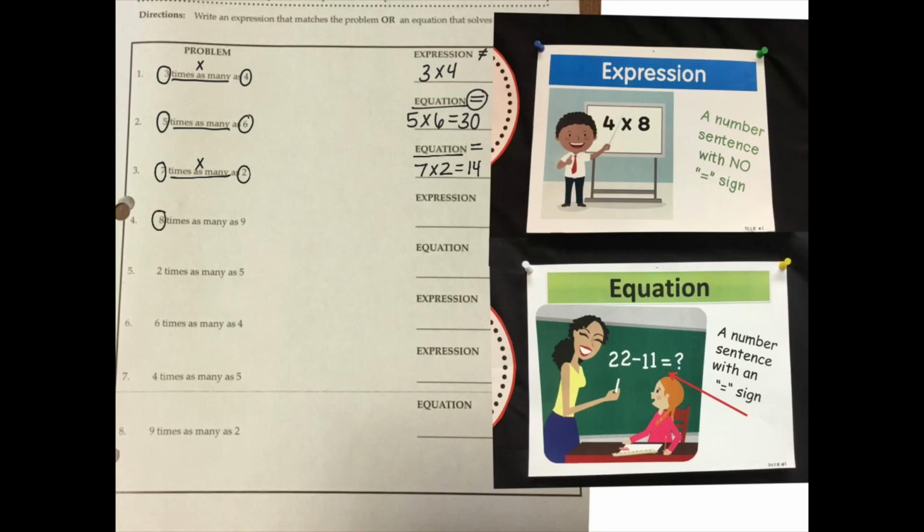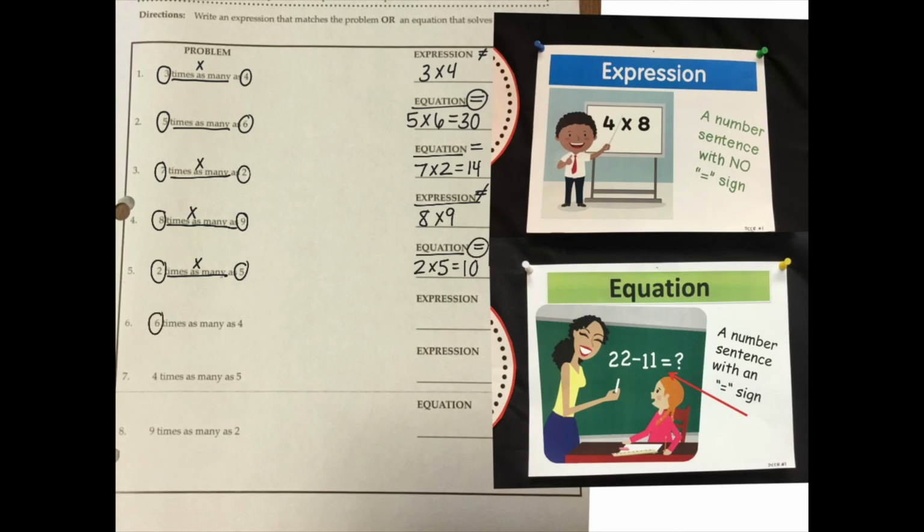Then I have 8 times as many as means multiply, and 9. This time it's an expression, so no equal sign. That's good. That makes it easier for us. We can just write 8 times 9 and stop. All right, 2 times as many as means multiply, 5. This time, equation, equal sign. 2 times 5 equals 10. Make sure you put that equal sign and put the answer.